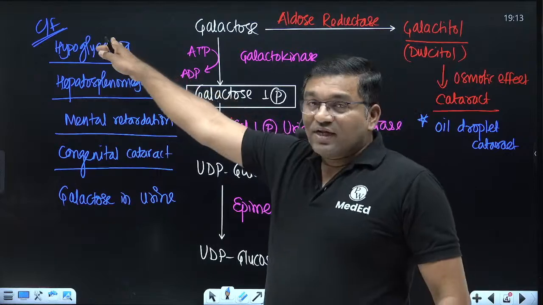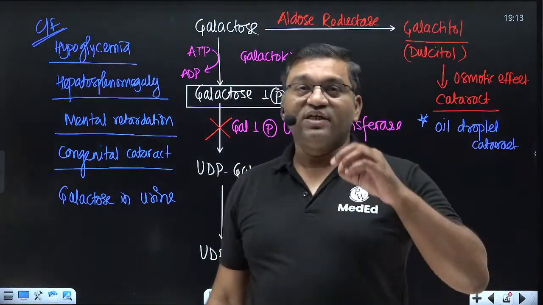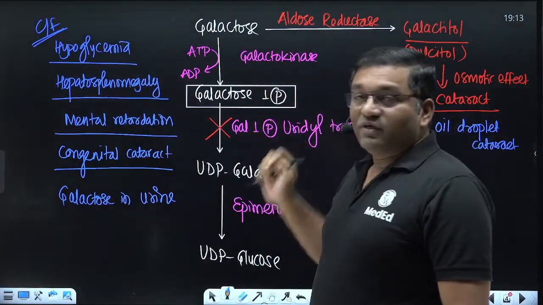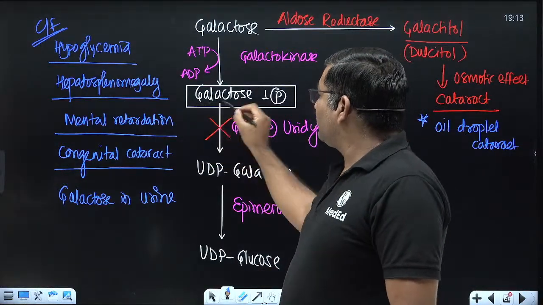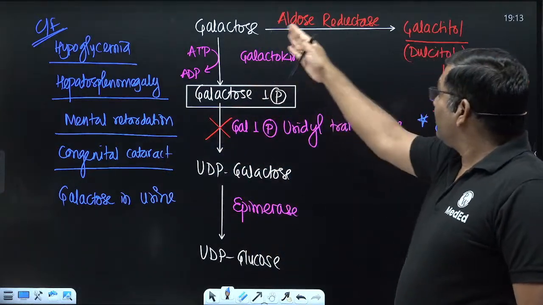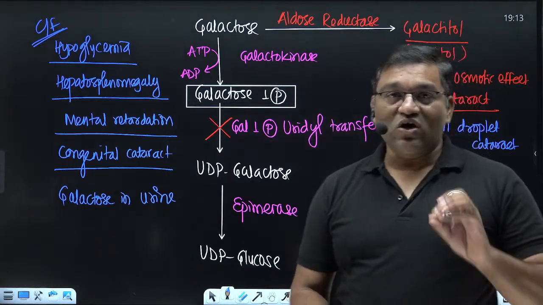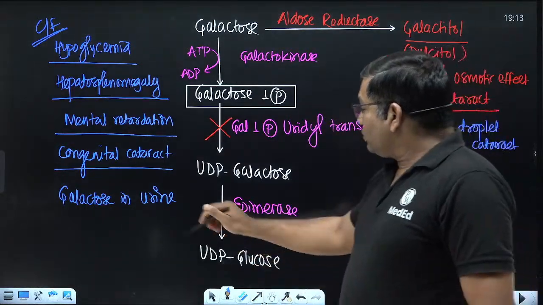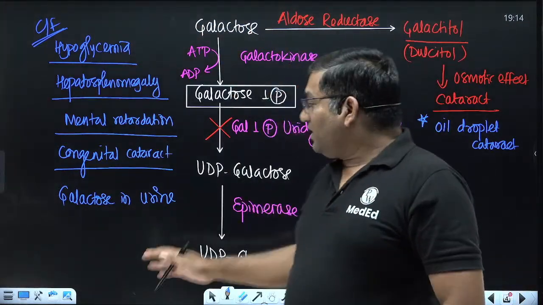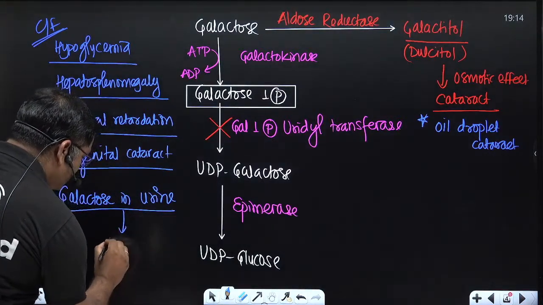Now, why is there hypoglycemia? Because the galactose 1-phosphate which accumulates inhibits glycogenolysis, it inhibits the glycogen phosphorylase enzyme. Hepatosplenomegaly is because of galactose 1-phosphate accumulation. Mental retardation is because of galactose 1-phosphate accumulation in the brain. Congenital cataract is because galactose is diverted for production of galactitol or dulcitol, which due to its osmotic effect causes the cataract, known as oil droplet cataract. And as the galactose level increases, it is excreted in the urine and gives the Benedict test positive, the test for reducing sugar.